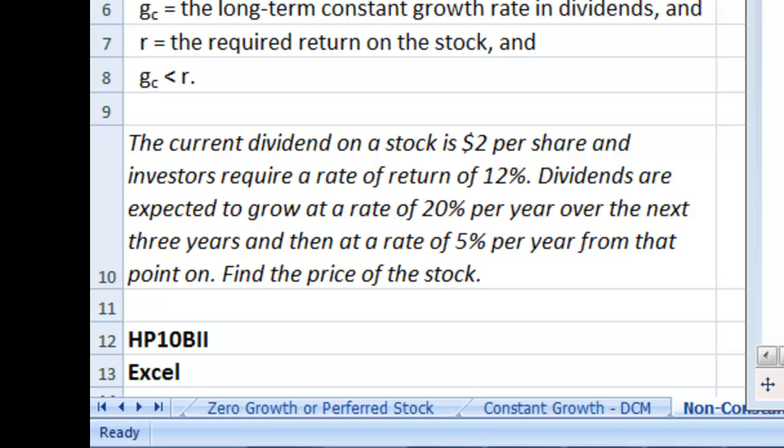Now, the current dividend on a stock is $2 per share, and investors' required rate of return is 12%. Dividends are expected to grow at a rate of 20% per year over the next 3 years, and then at a rate of 5% per year from that point on. Find the price of the stock today.